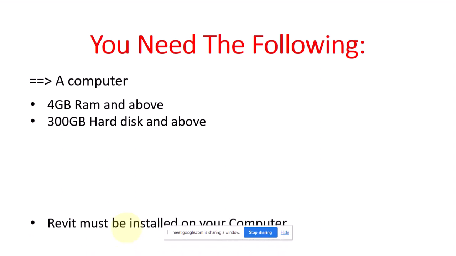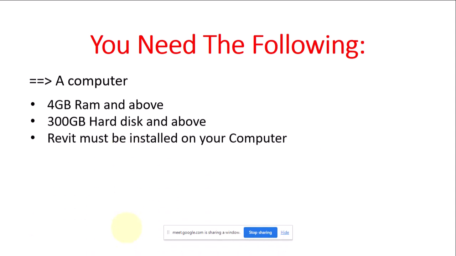Now, quickly, let me tell you what you need for this training. You need a computer if you must learn Revit. A lot of people ask me whether it can be installed on phone, and the answer is no. It cannot be installed on phone. You need a computer, and the minimum RAM you can use is 4 gig RAM and above. The higher the RAM, the better. I recommend 8 gig RAM for Revit.